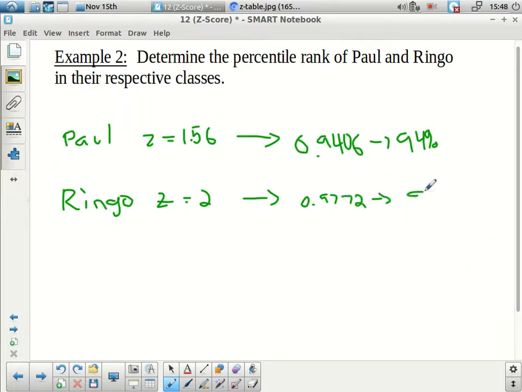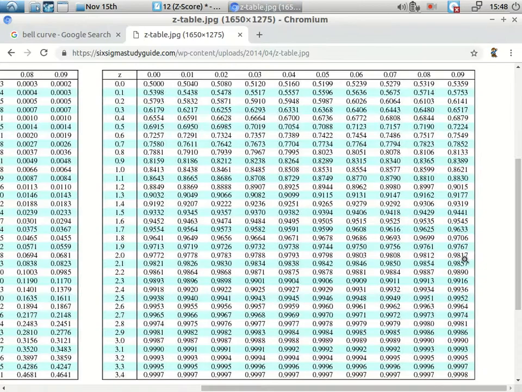Okay, which is about, it's closer to 98%. Okay, so in Ringo's class, depending on how many people are there, he's pretty much the top student, right? He's better than 98% of the students in his class. So again, the Z-score, when you go to this table, it's really telling you how much of the data lies below your target score.